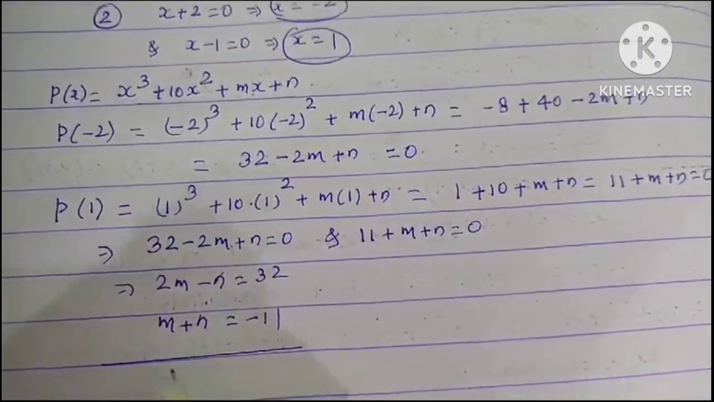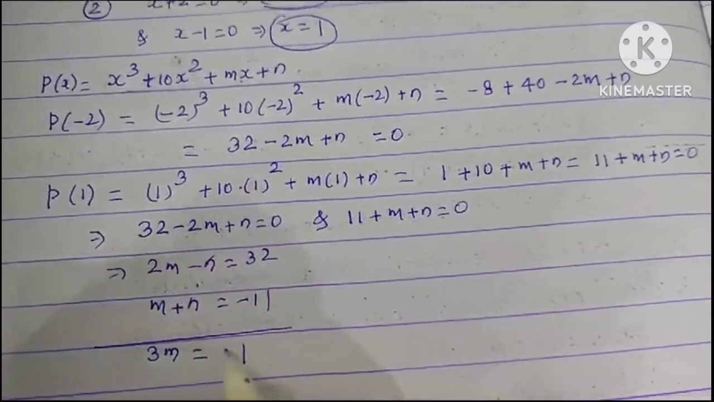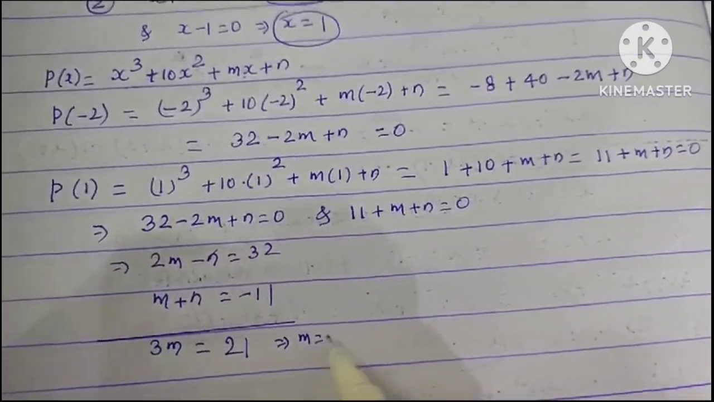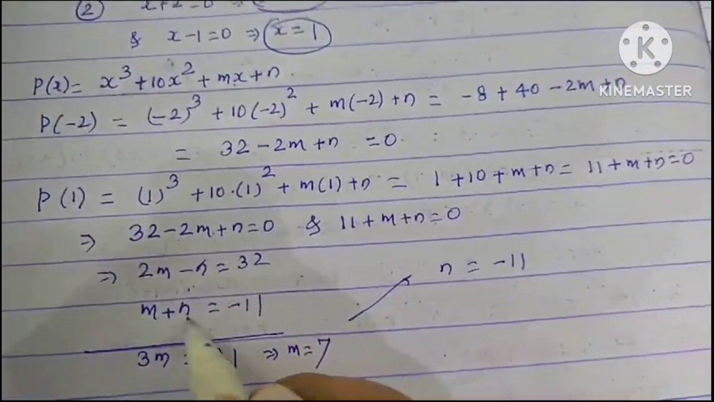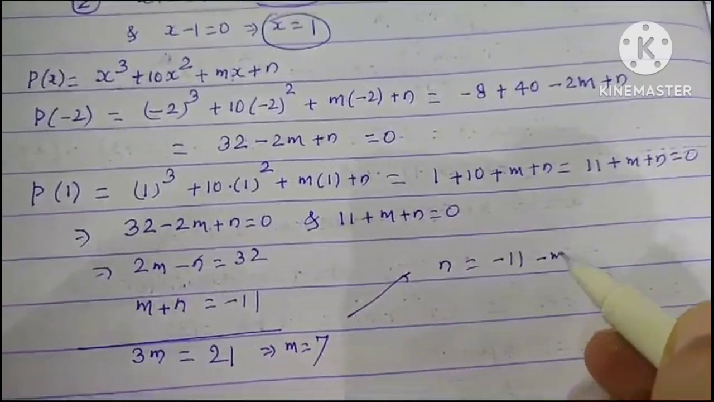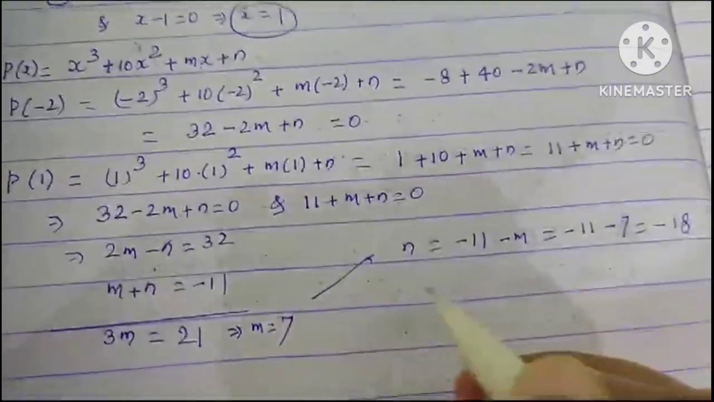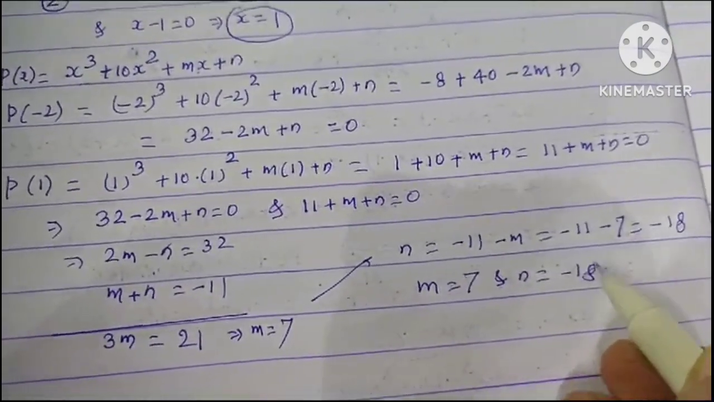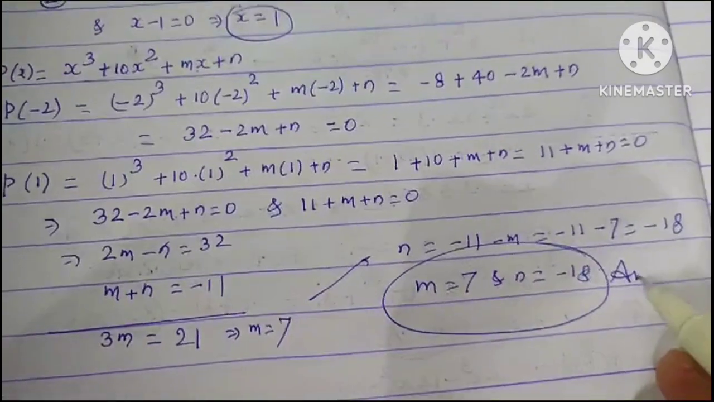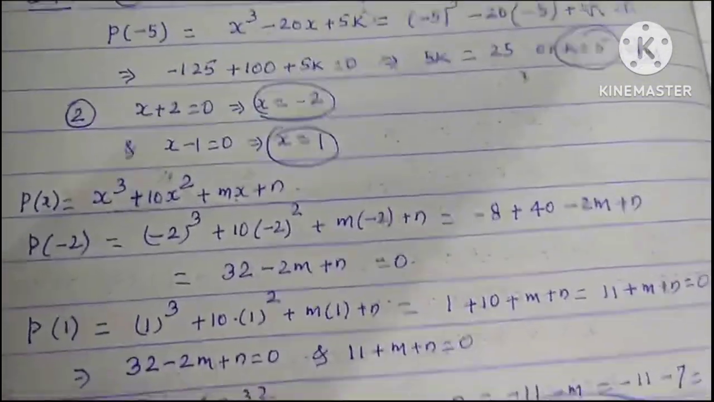So let us add these. So 3m is equal to 21, this implies m equal to 7. So n equal to minus 11, from here n equal to minus 11 minus m, that is equal to minus 11 minus 7, that is equal to minus 18. So m equal to 7 and n equal to minus 18. This is what we get. This is the answer. Okay. So this was question number 2.